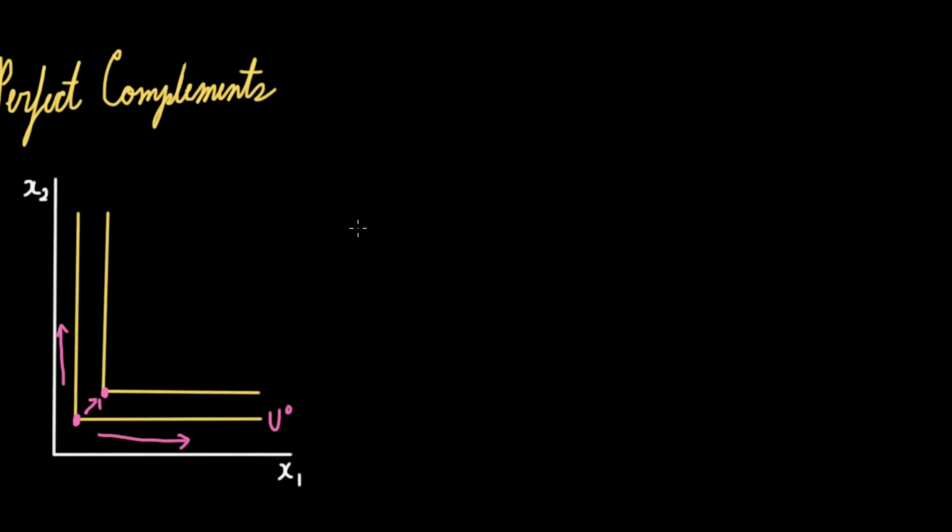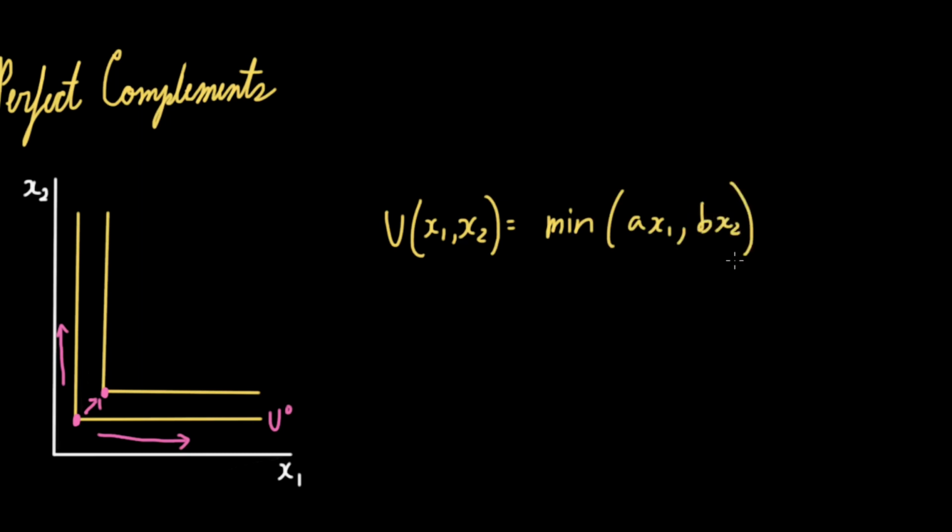In this case, the utility function of our consumer is represented by u as a function of x sub 1 and x sub 2 is equal to the minimum of a x1 comma b x2. And as we already know, x1 and x2 are quantities of good 1 and good 2, and a and b are just constants. The minimum operator over here means that the consumer gains the utility equivalent to the smaller of the two numbers.